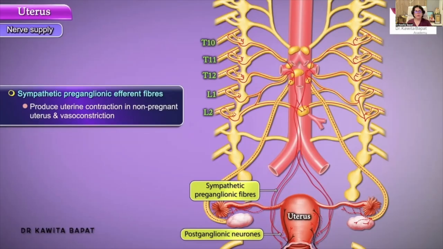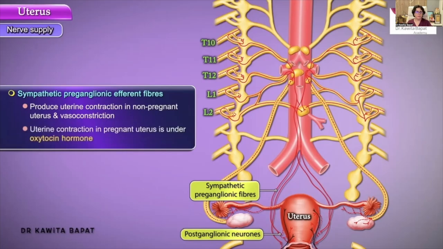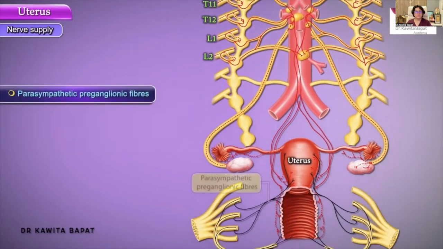The sympathetic preganglionic efferent fibers produce uterine contractions in the non-pregnant uterus and vasoconstriction. Uterine contraction in a pregnant uterus is under the control of the oxytocin hormone.